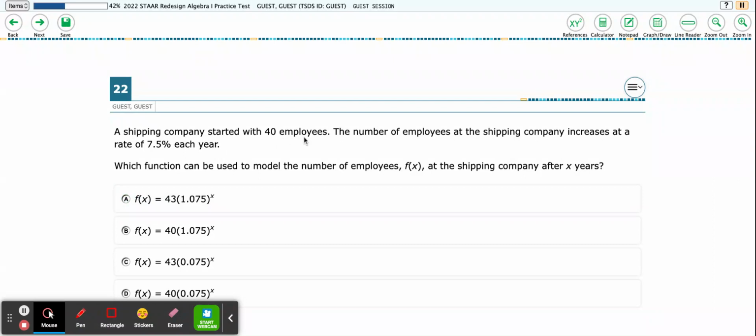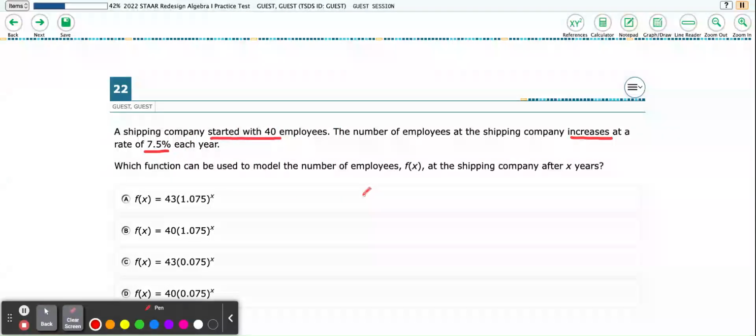So I'm going to start off by scanning for keywords. I'm going to take my pen here. We're going to find some keywords. A shipping company started with 40 employees. The number of employees increases at a rate of 7.5% each year. It asks which function can be used to model the number of employees after x years. So, in other words, which equation models started with 40 and increases 7.5?